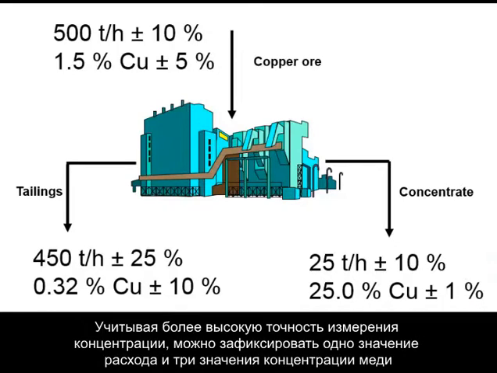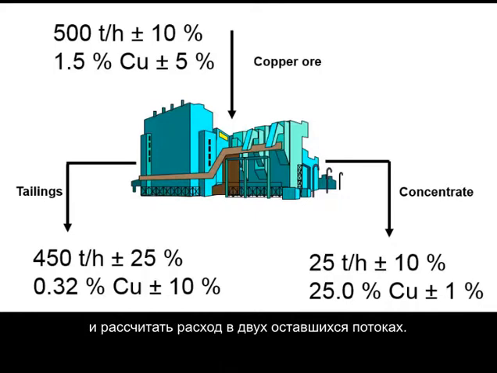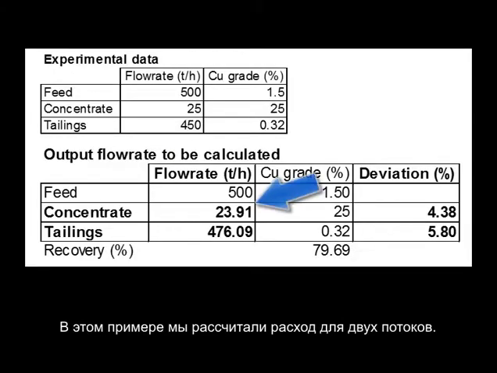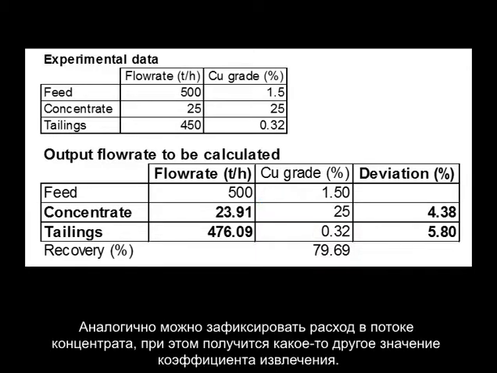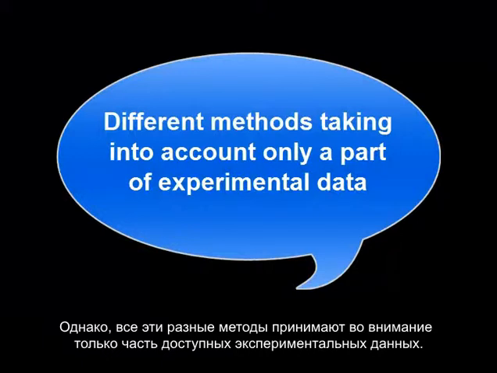Taking into account the accuracy of the copper contents, one possibility is to fix one flow rate and the three copper contents and to calculate the flow rate of the two other streams. In this example, the flow rate of the two outputs are calculated. The copper recovery of 79.69% is calculated. In the same way, we can fix the flow rate of the concentrate and obtain a new copper recovery.